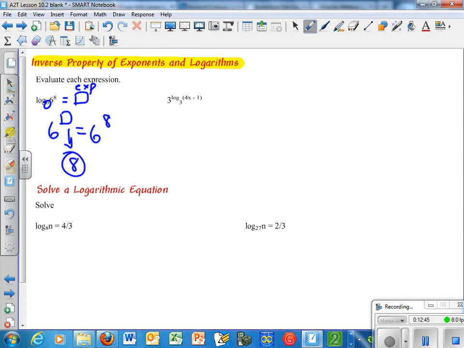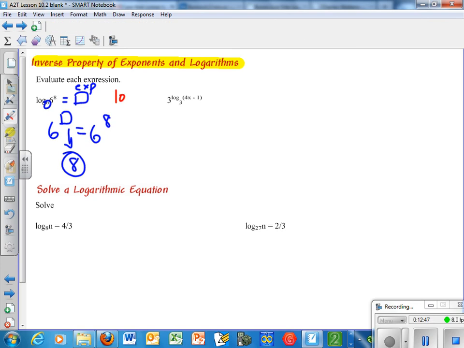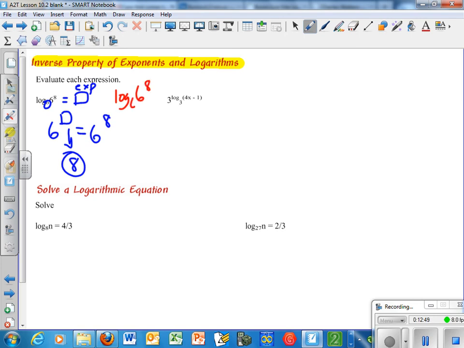So let's take another look at this. Let me change colors here. If I have the log in base 6 of 6 to the 8th, the base is the same, and you're taking that base to a power, this is always going to be the answer. So if I had the log in base 5 of 5 to the 3rd power, the answer is 3. These things cancel out right here.